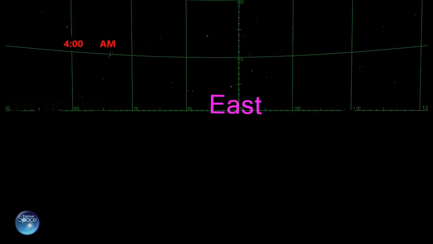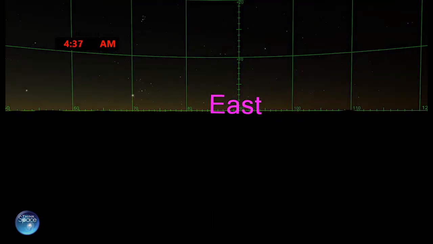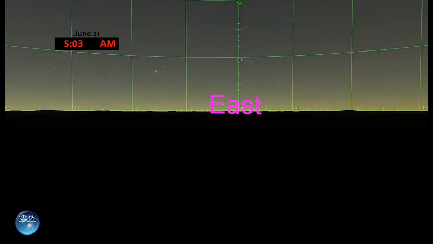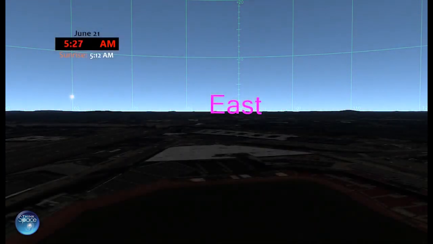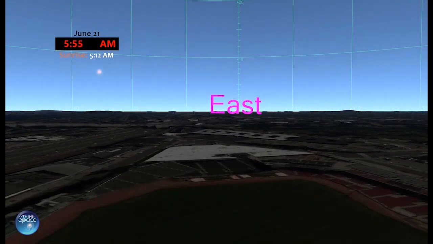Today is June 21st, and we are about to watch the sunrise in Boston. Pay attention to the location of the sunrise. Is it exactly to the east? And there's the sun rising already, at 5:12 a.m.